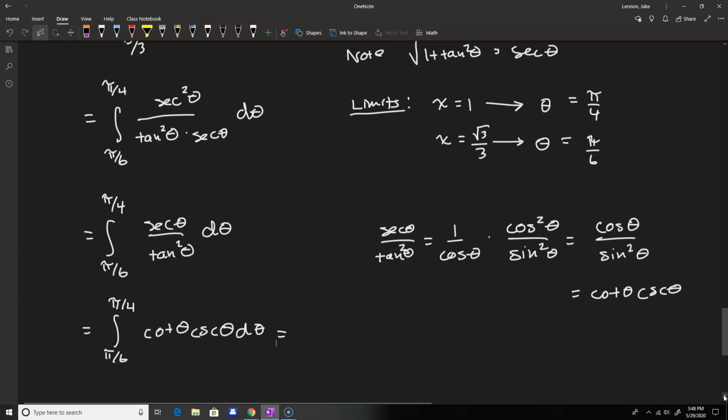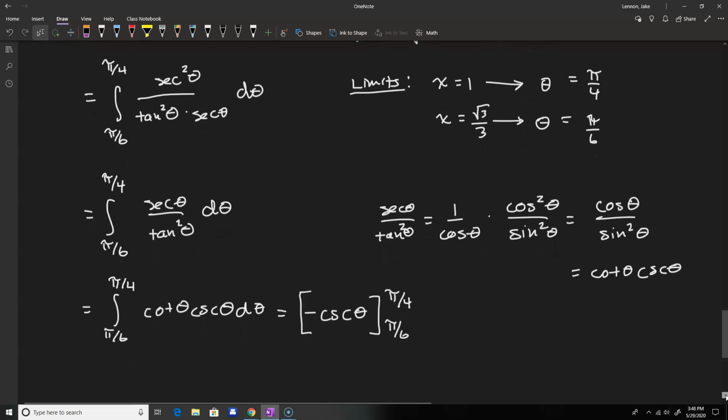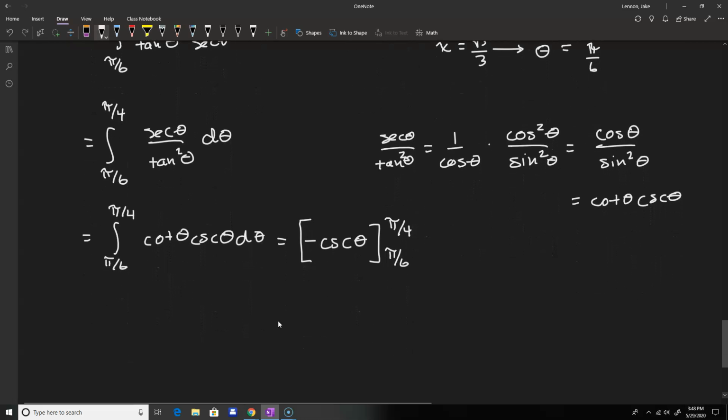That's useful because we know the antiderivative of that. It's just going to be negative cosecant of theta, from pi over 6 to pi over 4. So we can figure that one out now. I'm just going to leave the negative on the outside. The cosecant of pi over 4 is the square root of 2, and the cosecant of pi over 6 is just 2. So if we distribute the negative, we can write this as 2 minus the square root of 2. And that is it.